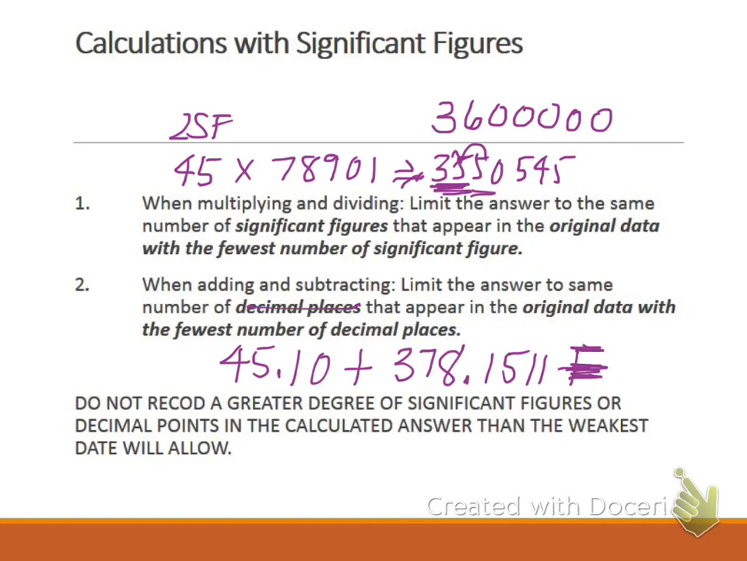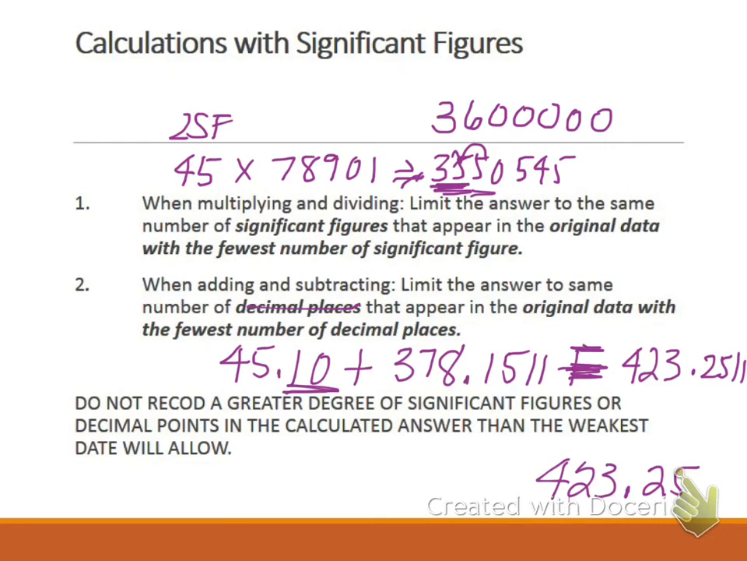So what does that come out to be? I get that to be 423.2511. Yes. But I only have 2 decimal places here, so I would report that as 423.25. Notice I'm not looking at significant figures here. I'm looking at decimal places when I'm adding and subtracting.